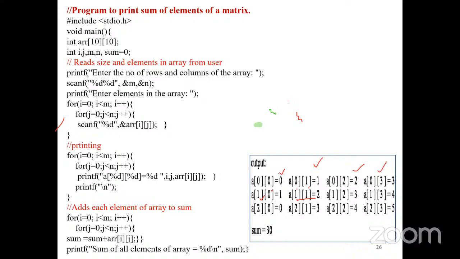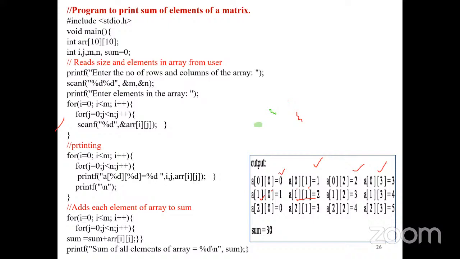Total sum is 30. So in the previous yesterday session, we have seen that we have taken the elements from the single dimensional array and we performed the sum operation. Now we have taken all the elements in the 2-dimensional array, that is 3 rows and 4 columns. All the elements we sum up and we got the answer as 30. This is a basic program.